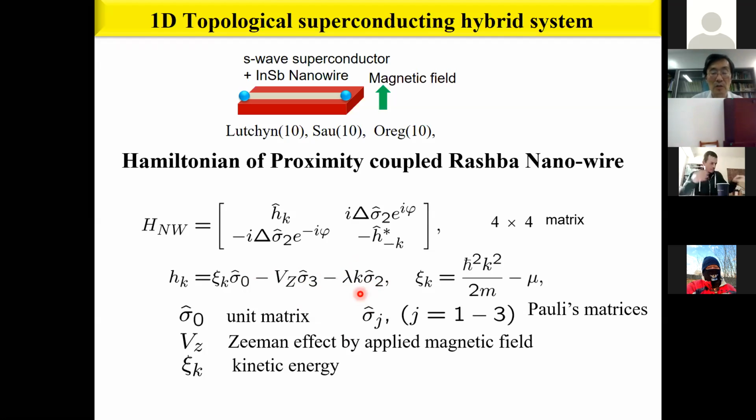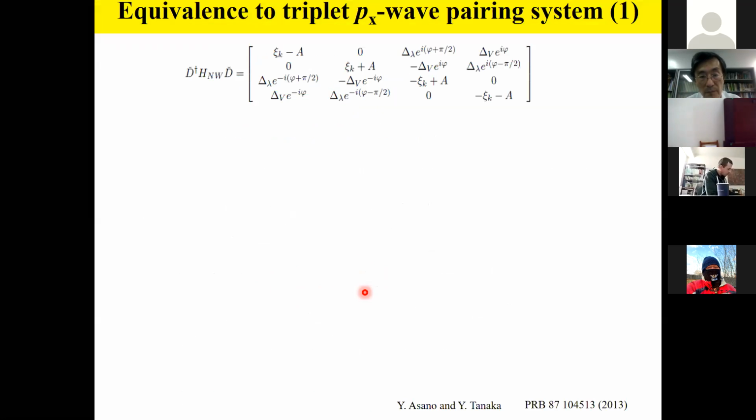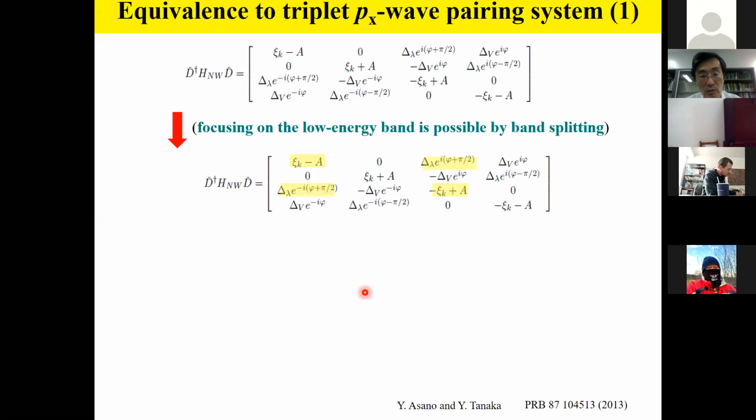In that case, it's one-dimensional. Only sigma 2 appears, k coupled to sigma 2. k is the momentum along the x direction. But it is impossible to get a complete analytical solution. It's a little bit complicated problem. So let's first diagonalize H_k, and then the Hamiltonian becomes like that. Still, it's complicated. Then, focusing on the low energy band is possible by band splitting.